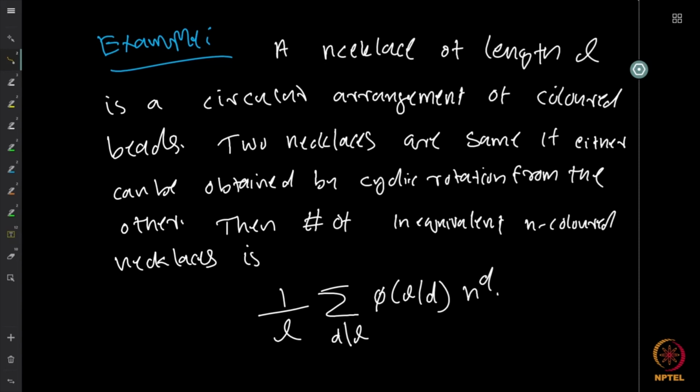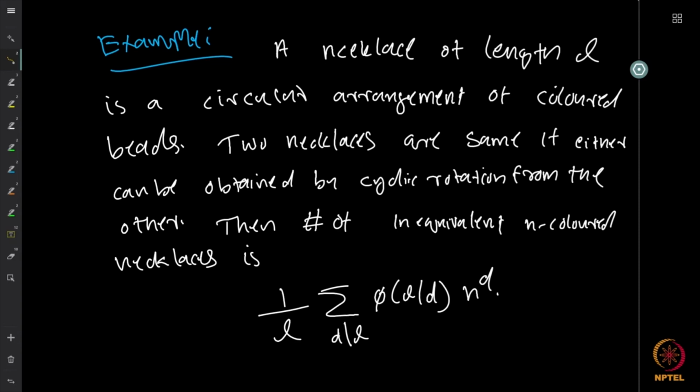So we have a circular arrangement of these beads, and we will assume that when we make the necklace, the distance between any two is the same, so that you get a regular polygon with L vertices as the necklace. Now, two necklaces are the same if one can be obtained by a cyclic rotation of the other. So this is something that we will assume. This is the group action that we have, the symmetry.